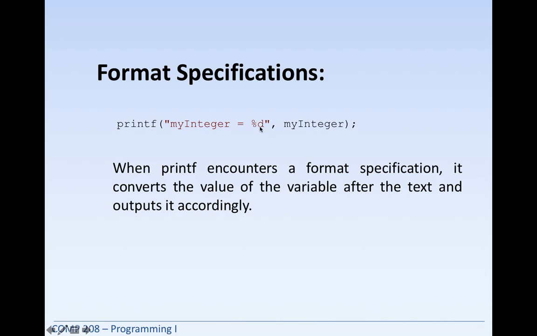This is called format specifications. When printf encounters a format specification, it converts the value of the variable after the text and outputs it accordingly. So when it sees %d, it will actually print it as an integer.